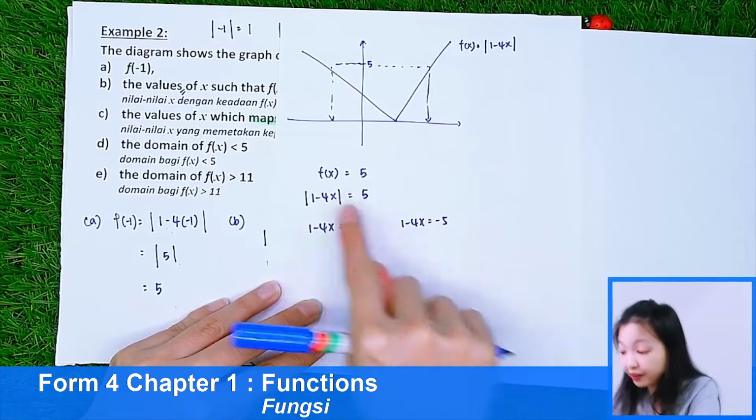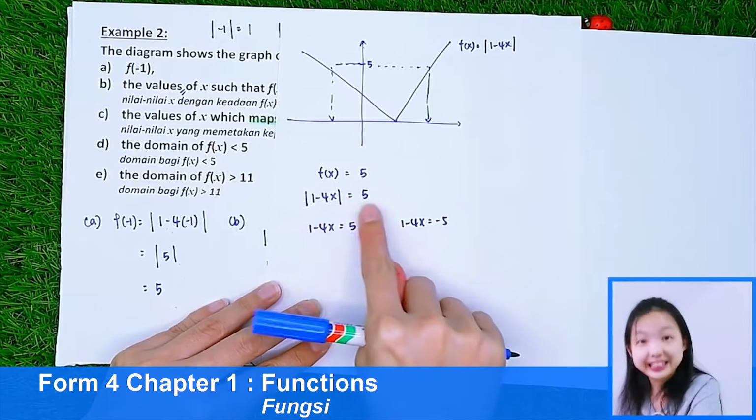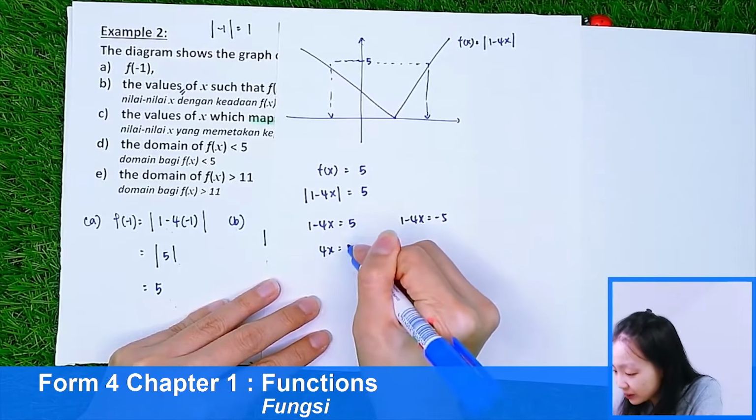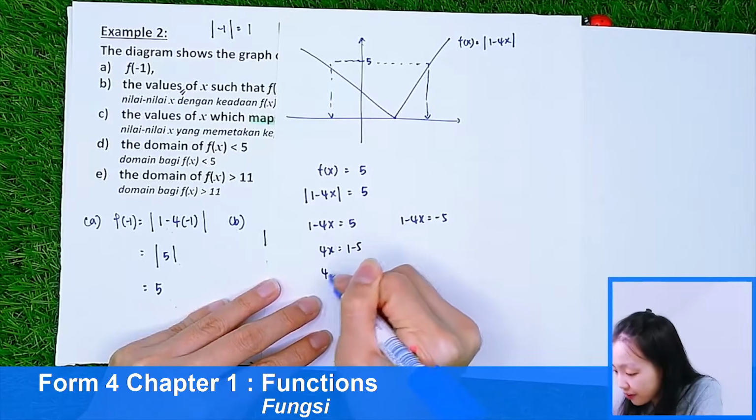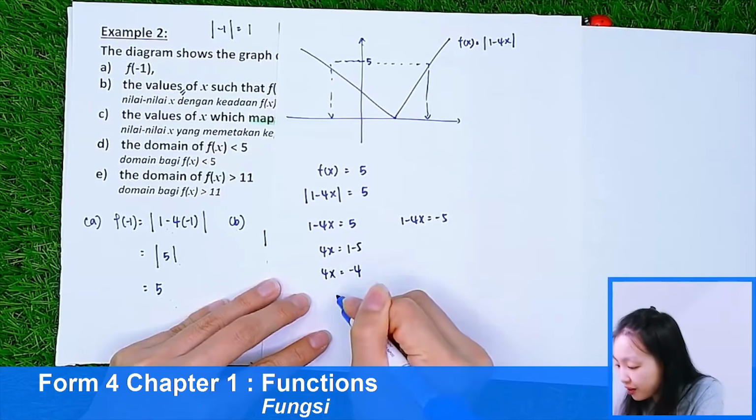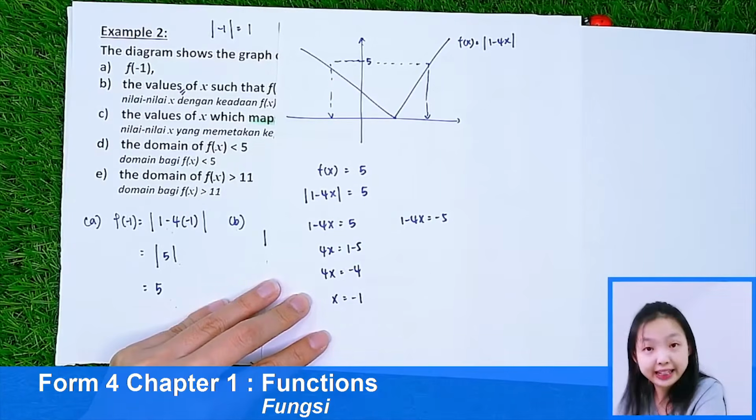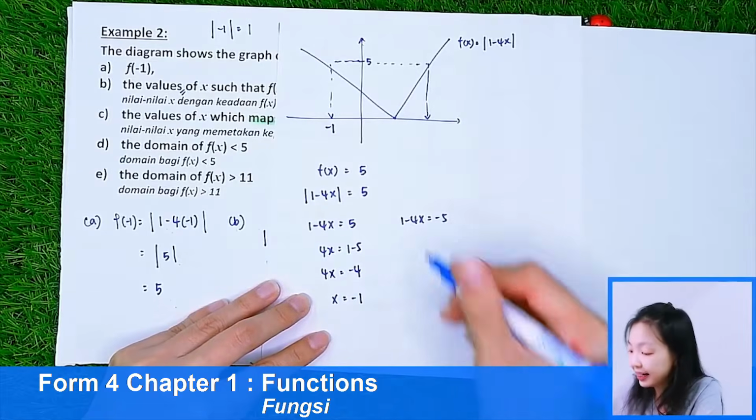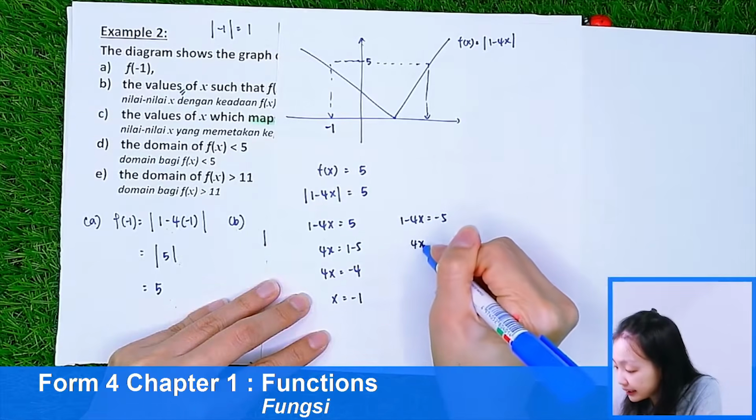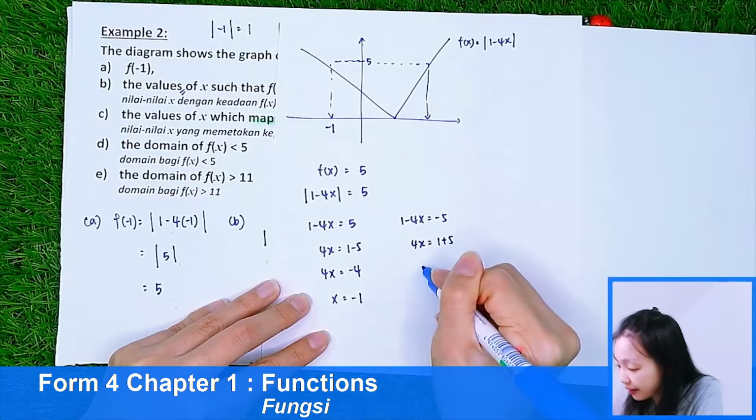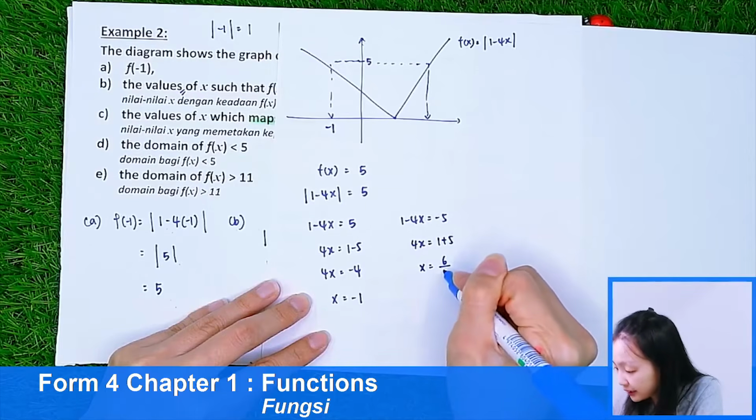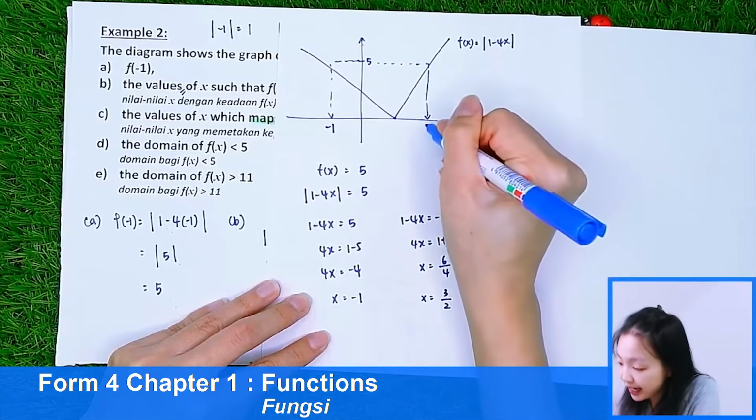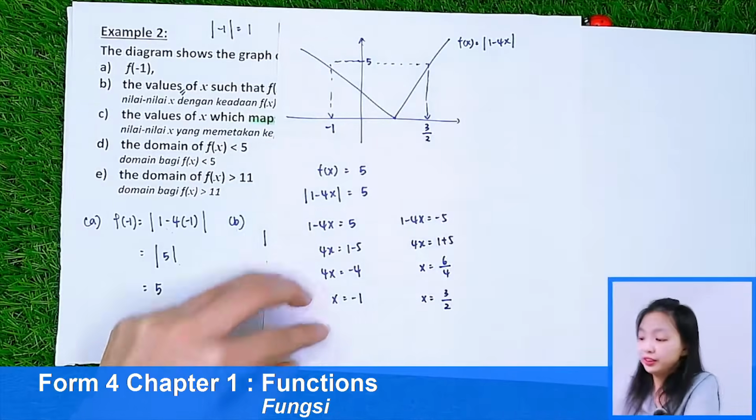If negative 5 is inside the modulus, it's still 5. Okay? 4x equals 1 minus 5. 4x equals negative 4. x equals negative 1. So my answer here is negative 1. Now, 4x equals 1 plus 5. x equals 6 over 4. x equals 3 over 2. So another value is 3 over 2.